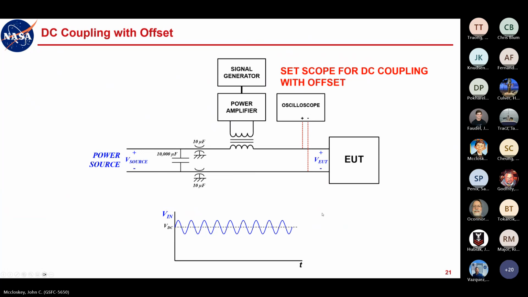Well, you can still do that when you set the scope up for DC coupling with an offset. And that's a much better way of doing things, in my opinion, because AC coupling can fool you. I should have put a depiction of when you put a square wave through an AC coupling capacitor. I think everybody has seen what that looks like, right?